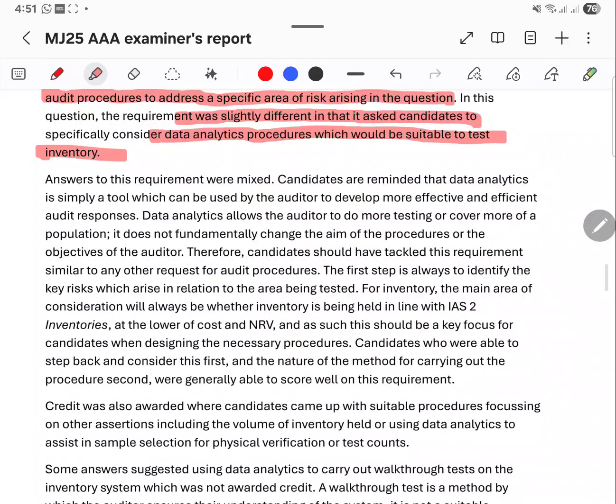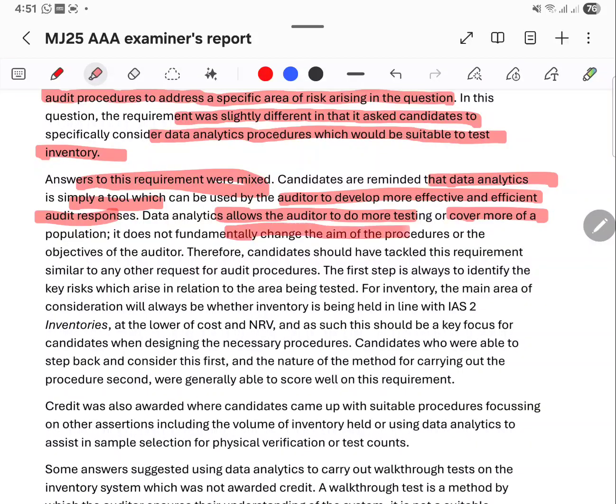So answers were mixed. Candidates are reminded that data analytics is simply a tool which can be used by the auditor to develop more effective and efficient audit responses. Data analytics allows the auditor to do more testing and cover more of a population. It does not fundamentally challenge the aim of the procedure or the objectives of the auditor. Therefore, candidates should have tackled this requirement similar to any other request for audit procedures.